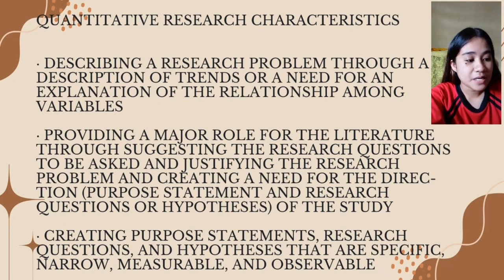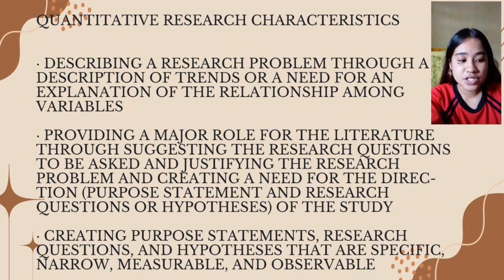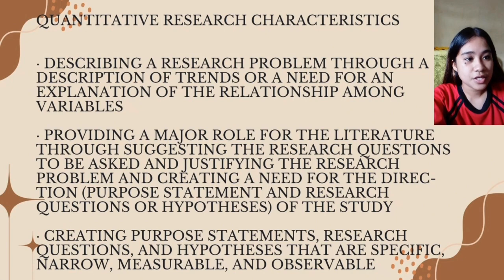Justifying the research problem means that you use the literature to document the importance of the issue examined in the study. To accomplish this, you search the literature, locate studies that identify the problem as important to examine, and then cite this literature in the opening sections of a research report. The literature also creates a need for the study as expressed specifically in the purpose statement and the research questions or hypotheses. Third, creating purpose statements, research questions, and hypotheses that are specific, narrow, measurable, and observable.